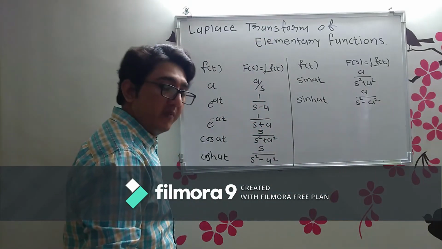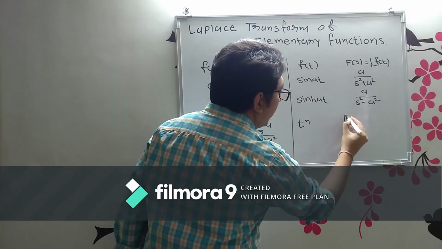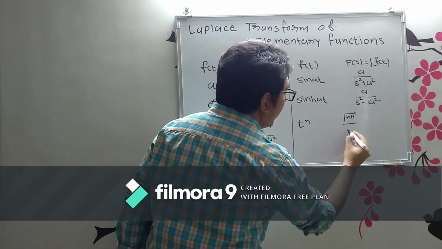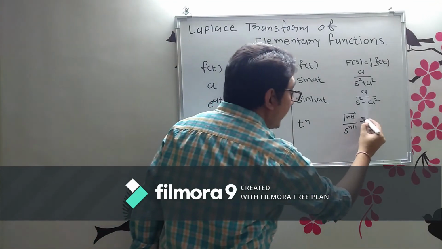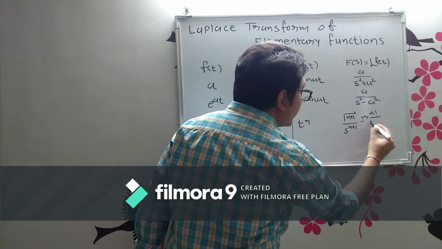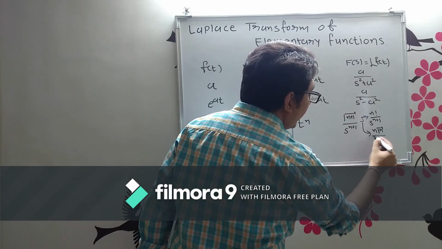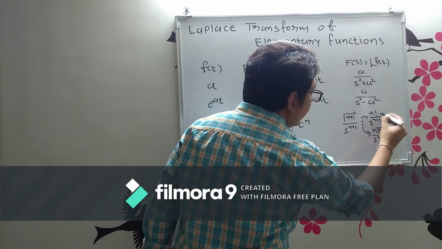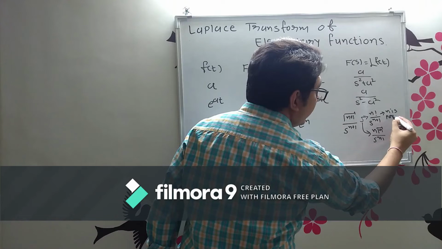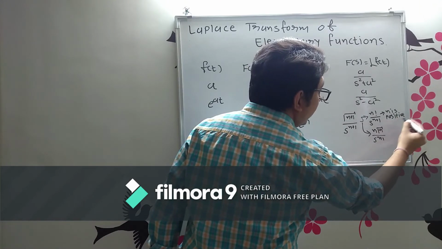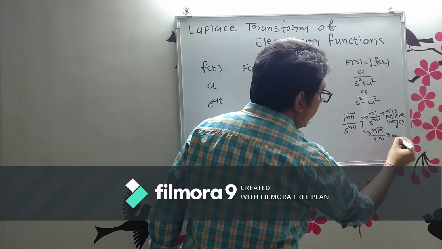And now the important formula comes once again. t raised to n gives gamma n plus 1 upon s raised to n plus 1. You can write it as n factorial upon s raised to n plus 1, or gamma n upon s raised to n plus 1. The factorial form is for what? If n is a positive integer. And the gamma form is otherwise.